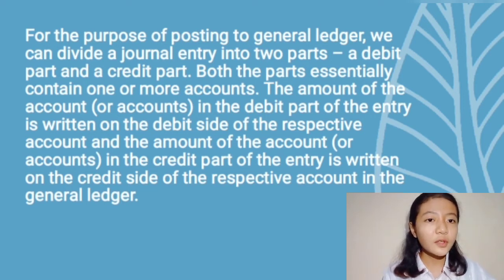The amount of the account in the debit part of the entry is posted on the debit side of the respective account, and the amount of the account in the credit part of the entry is posted on the credit side of the respective account in the general ledger.